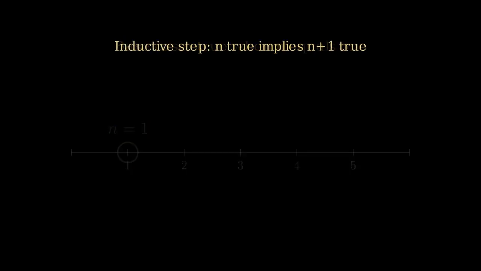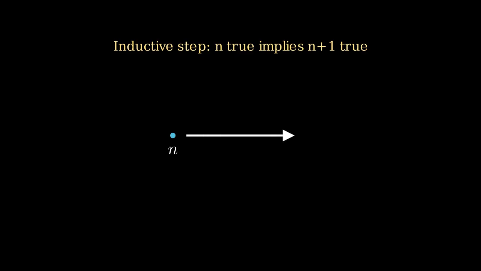The second part is called the inductive step. In the inductive step we assume the statement is true for some whole number n. Then we show that this assumption forces the statement to also be true for n plus 1.